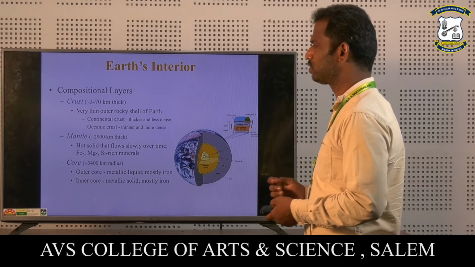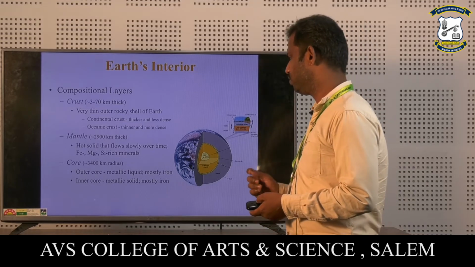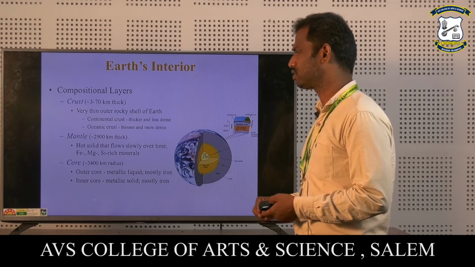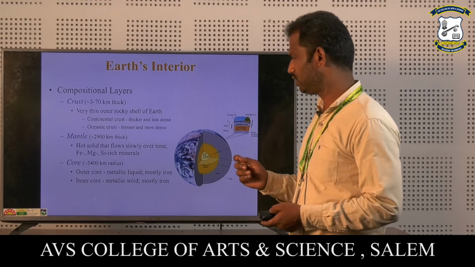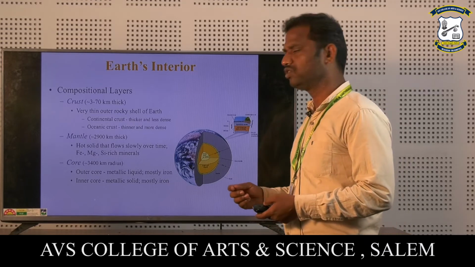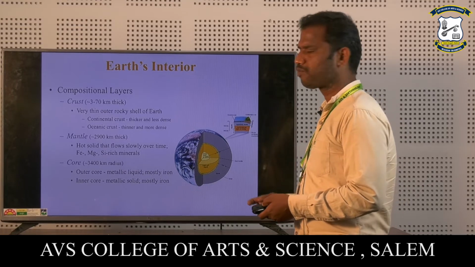The mantle is 2,900 km thick. It is hot, solid, and flows slowly over time, made for example of iron, magnesium, and silica-rich minerals. The core is 3,400 km, divided into outer core and inner core. The outer core is liquid material, mostly iron. The inner core is metallic, solid, and mostly iron.